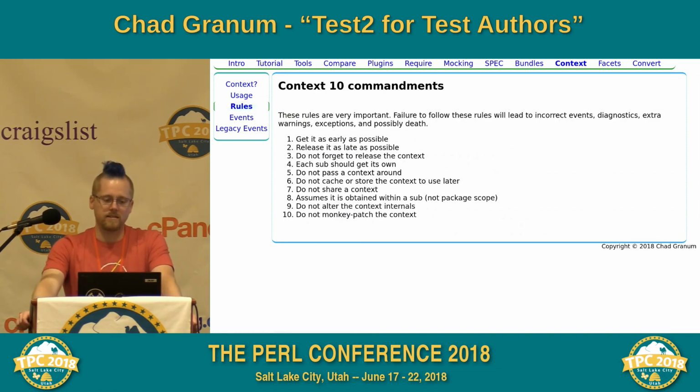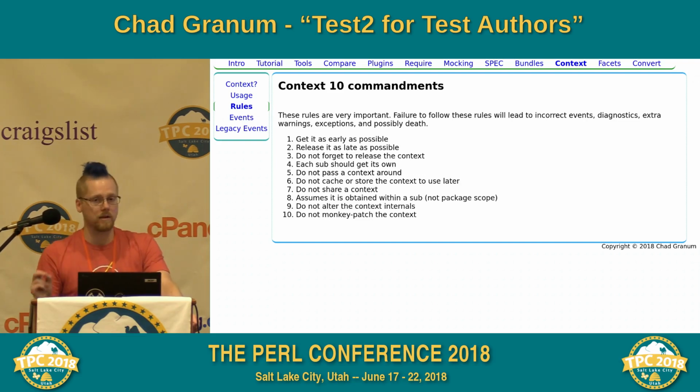Rules. These are the 10 commandments of a context object. Get it as early as possible. Release it as late as possible. Do not forget to release it. Each sub should get its own. You should not pass contexts around. Do not cache or store the context to use later, though you can clone it and store the clone. Do not share the context.